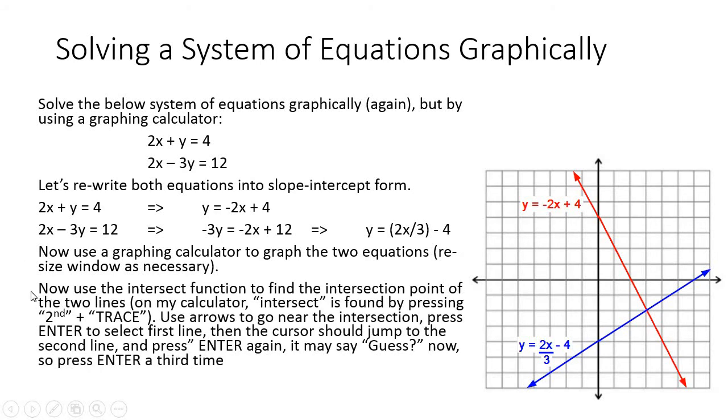Now, use the intersect function on your graphing calculator to find the intersection point of the two lines. On my calculator, intersect is found by pressing the second button and then trace. Use the arrows that show up now to go near the intersection. Press enter to select the first line. Then the cursor should jump to the second line, and press enter again. It may say guess now, so press enter a third time.